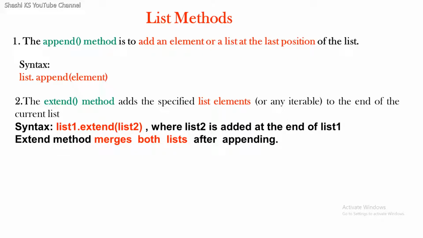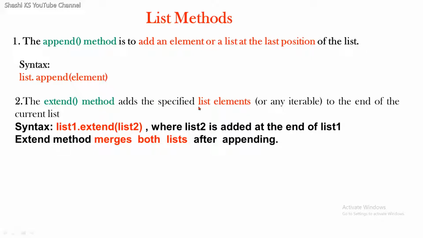The append method is used to add an element to the end, to the last position of the current list. And the syntax is current list name dot append followed by the element which you want to append. You can give one element here, or you can give one list here. The extend method adds the specified list elements. Remember that here you cannot add one specific element. You have to use a specific list name or any iterable as parameter to the extend function.